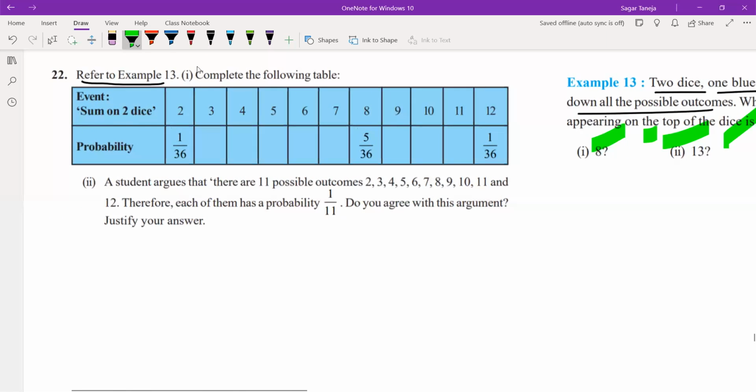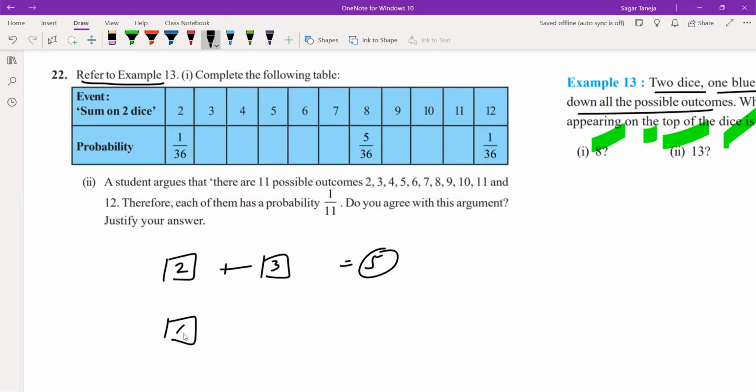Sum on two dice. See, if you have thrown two dice at the same time, suppose here we have two and here I got three. So what is the sum on two dice? Five. Suppose I again throw the dice, and I got six and six on both. Then the sum on two dice is 12. Like this, the sum is given. After you have thrown the dice, you get the sum of two numbers on the dice, that is 5, 12, it can be any number like this.